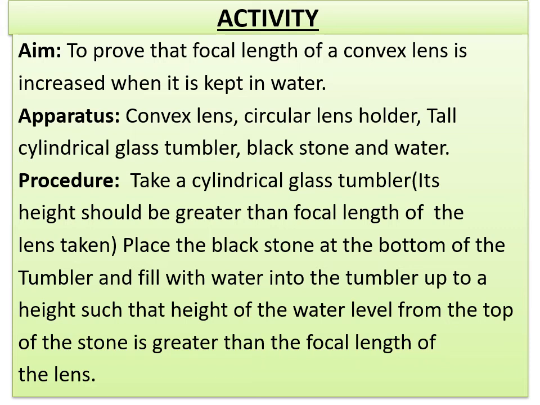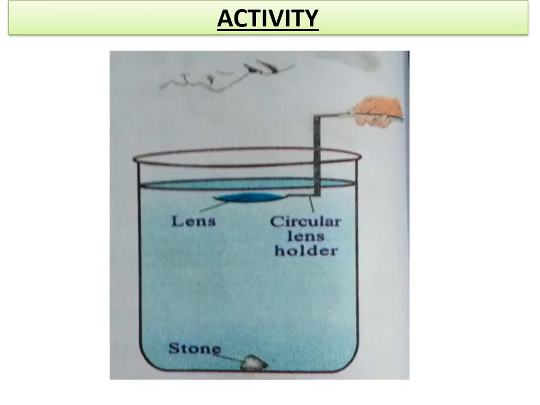Okay, now what you have to do is place the black stone at the bottom of the tumbler and fill the tumbler with water up to a height such that the height of the water level from the top of the stone is greater than the focal length of the lens. So I hope you have understood this point.